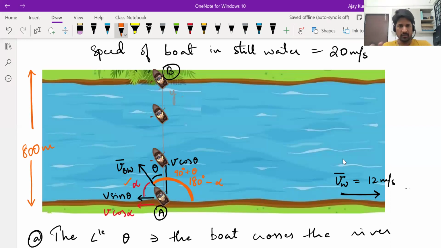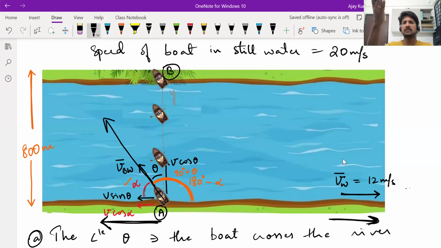So yeah, no point remembering the formula, remember the idea. What is the idea? To cross with zero drift, the boat must be directed at an angle like this, such that the x component of VBW, the velocity of boat with respect to river, cancels the velocity of river flow. And the y component takes it across the river to the other side.